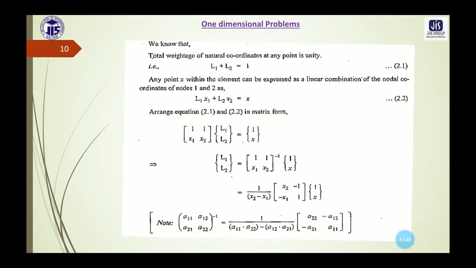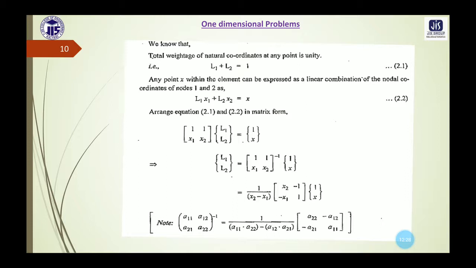Now we know that the total weightage of natural coordinates at any point is unity. So that means we can write that L1 plus L2 equals 1. So this is our equation number 2.1. Now any point x within the element can be expressed by a linear combination of the nodal coordinates of node 1 and 2. So how to represent that? That is L1 x1 plus L2 x2 equals x. So this is our equation number 2.2.